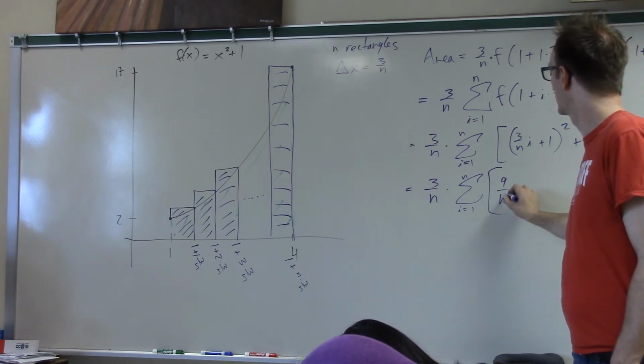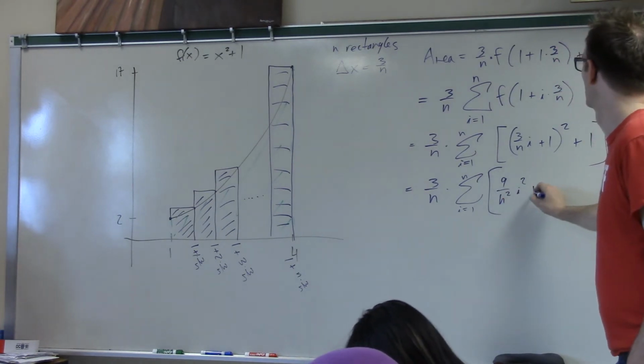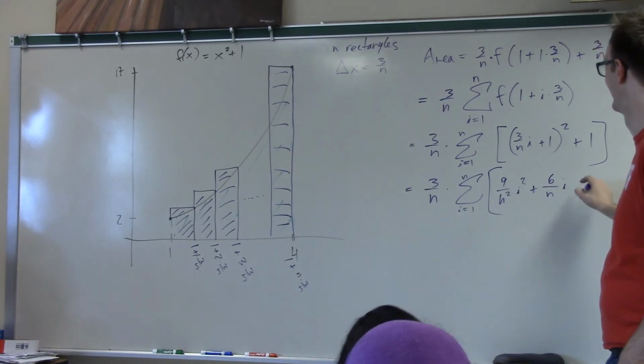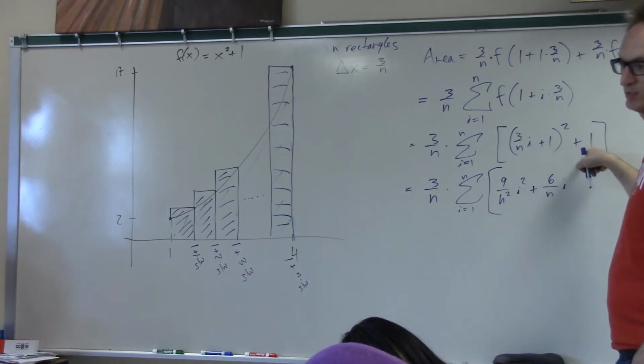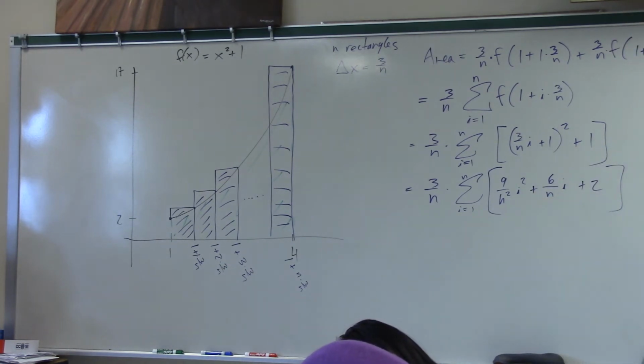What do we get? 9 over n squared, i squared over n, i, plus 1, and then plus another one. Okay, so plus 2. Okay, and now I think we should just split it up into 3 separate sigmas.